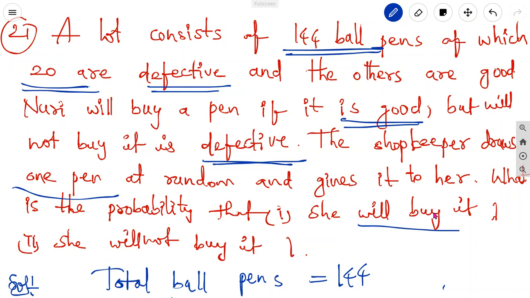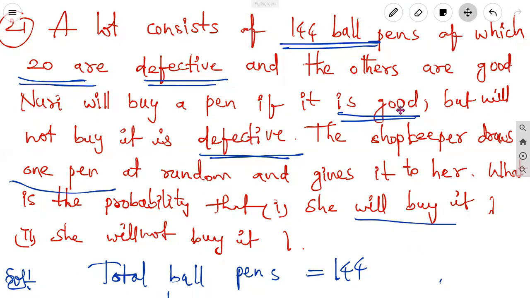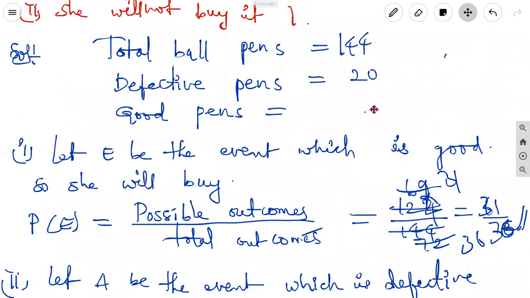Okay, here, first we can take how many pens are there in the lot: 144, defective pens 20, the remaining are good ones, that is 124. In the first case, let E be the event which is good, then she will buy. So probability of E equals possible outcomes of good ones by total outcomes, 124 by 144.